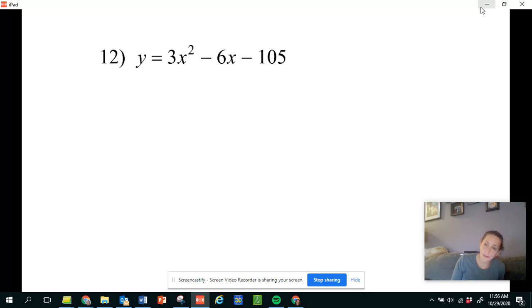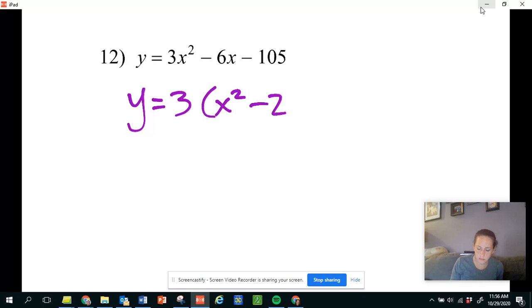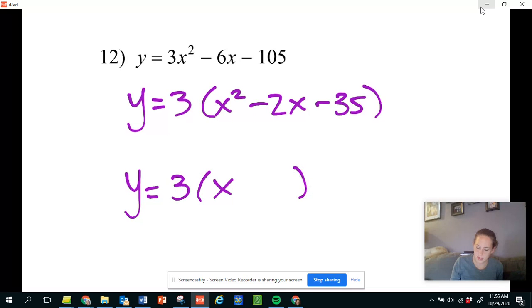Last one, factoring out a 3. So I'm going to divide everything by 3 and I get x squared minus 2x minus 35. So that I can factor. I need things to add up to negative 2 but multiply to negative 35.